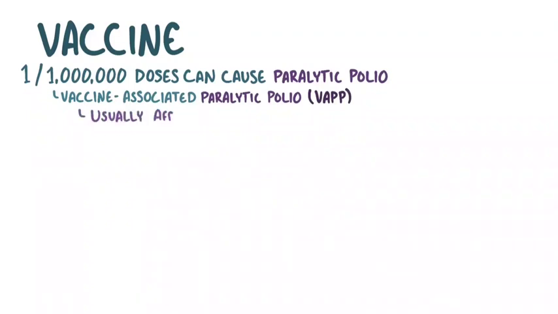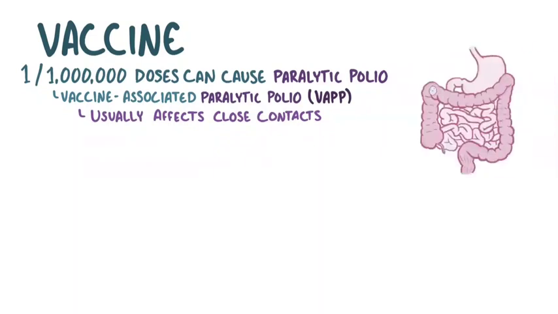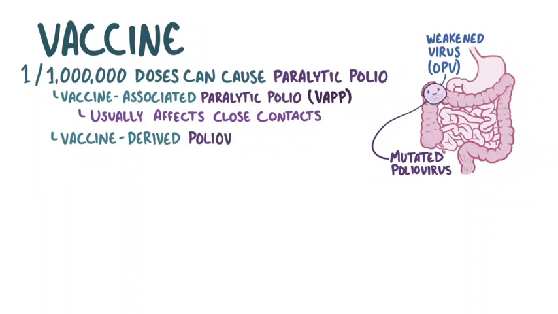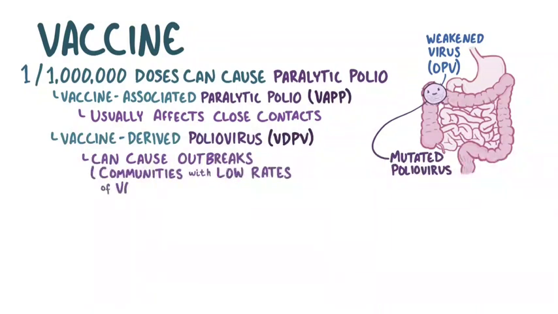VAPP usually affects close contacts, like someone that lives in the same home. But sometimes the weakened virus reverts to a form that can cause vaccine-derived poliovirus, or VDPV, which not only affects close contacts, but can cause outbreaks of poliomyelitis in communities that have low rates of vaccine coverage.